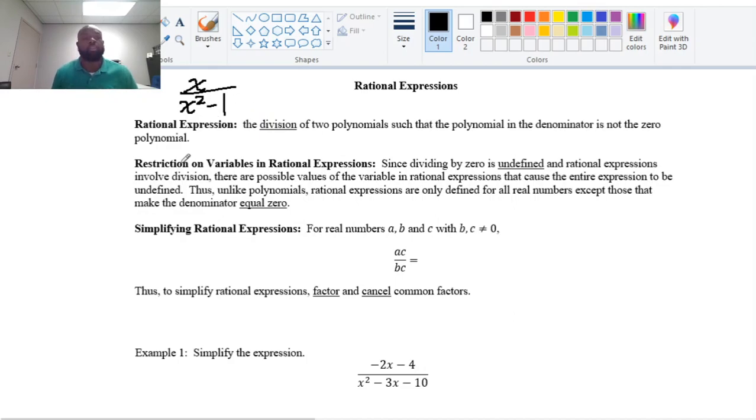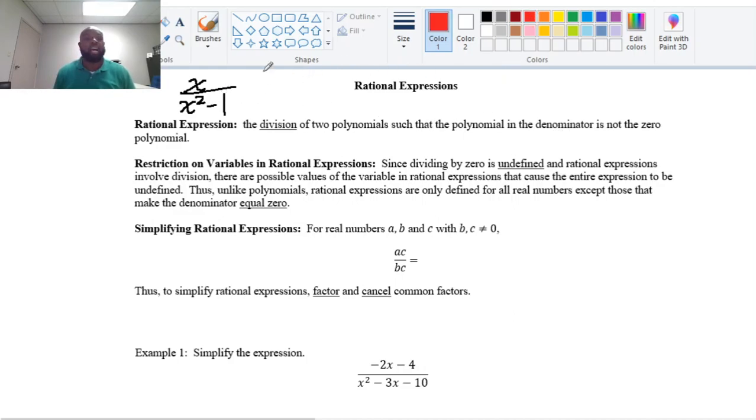And so there is a restriction on the value of the variables that we can substitute into rational expressions. The reason for that is because we could potentially divide by zero. Since division by zero is undefined and rational expressions involve division, there are possible values of our variable that cause the entire expression to be undefined. Unlike polynomial expressions, where you can plug in any real number and get a real number output, that is not the case here because we could potentially be dividing by zero.